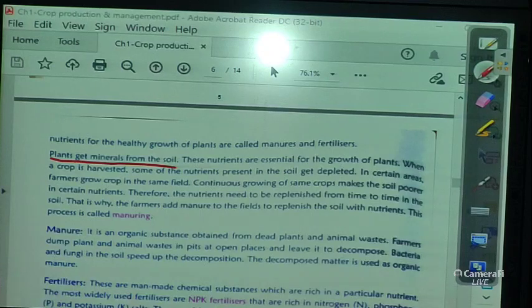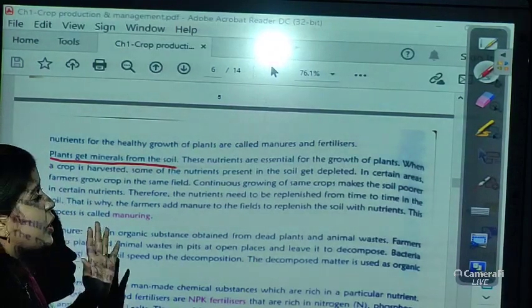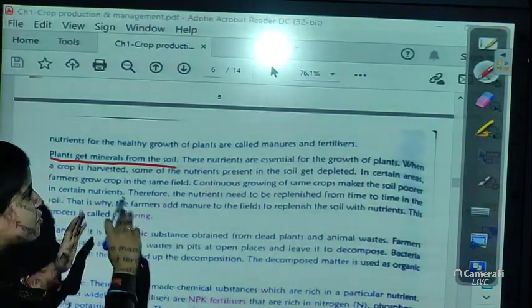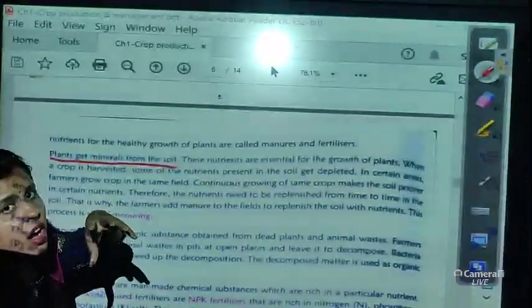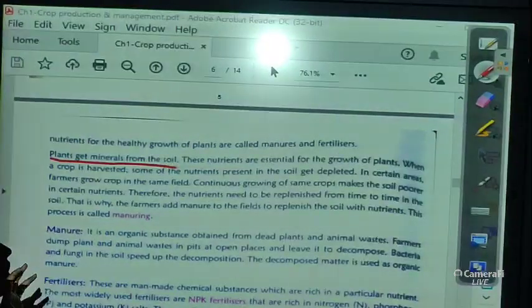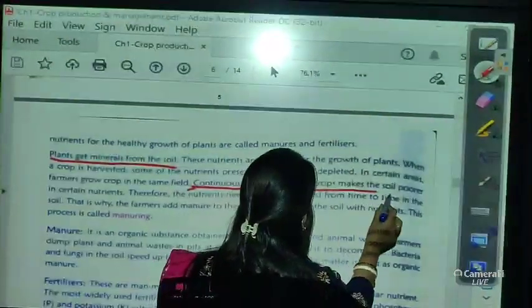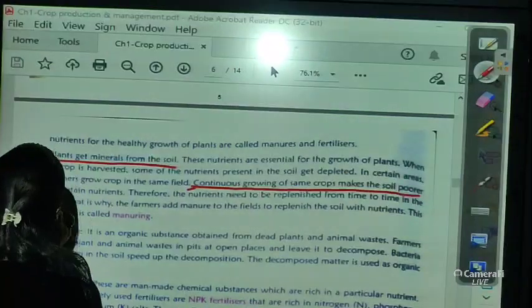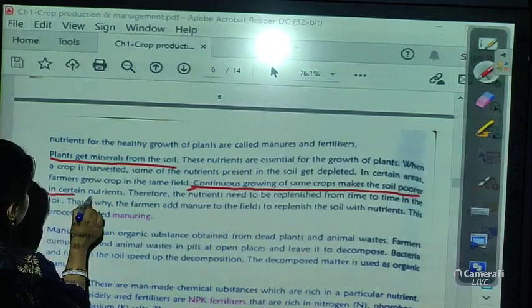In certain areas, farmers grow crops in the same field. Why? Like if the farmers are growing rice in a field, they will grow only rice and rice. Continuous growing of the same crop makes the soil poorer in certain nutrients. So if we grow the same crop in a field continuously, what will happen? The soil will become poorer in certain nutrients.